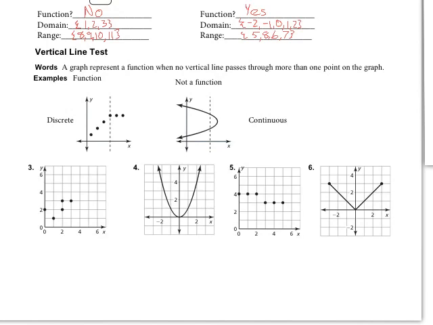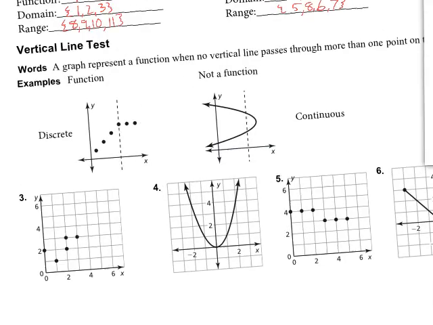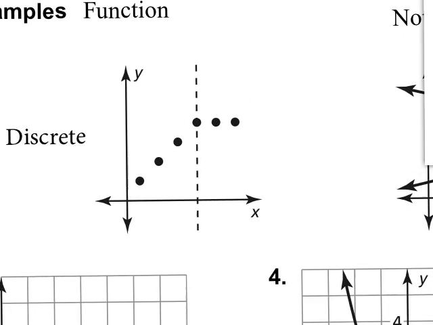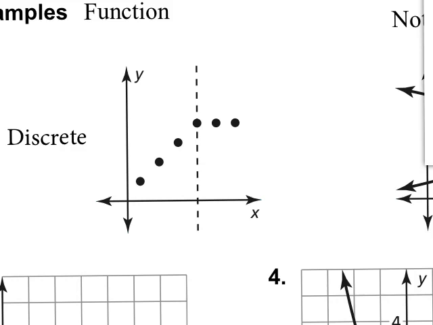The x values on a graph are these left and right values. So all of the points right here would be x equals 1, all of the points right here would be x equals 2, and all of these points would be x equals 3. That's why we check with a vertical line. We want to see, do any of these x values repeat?